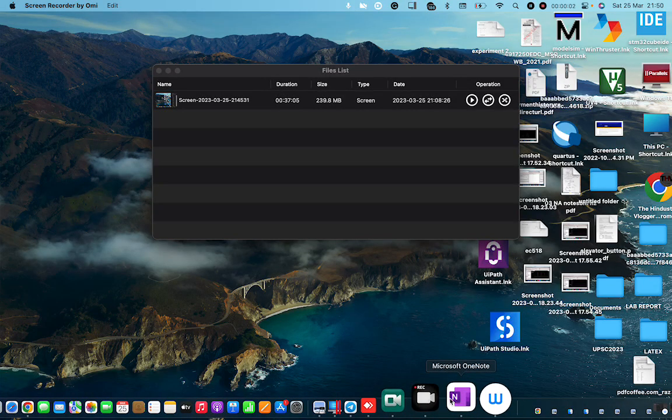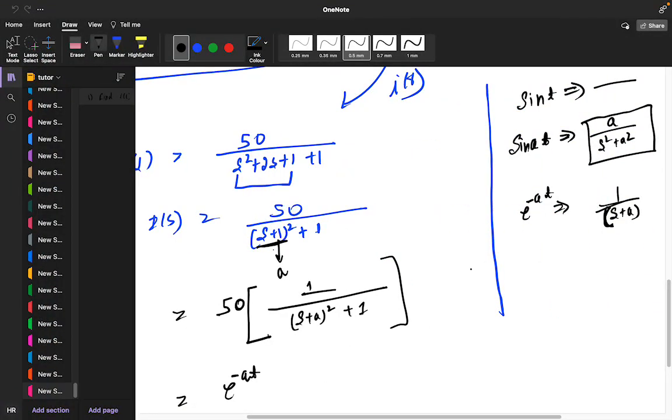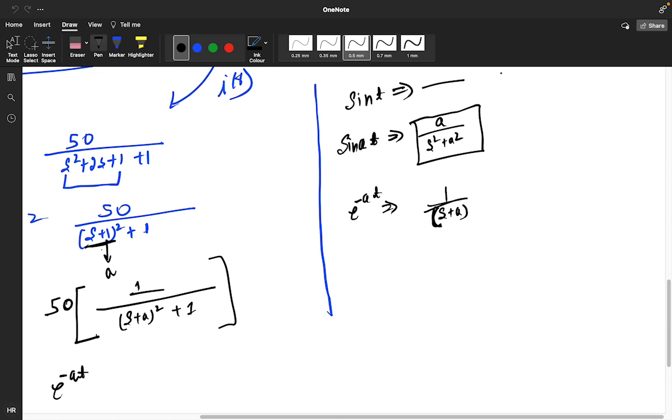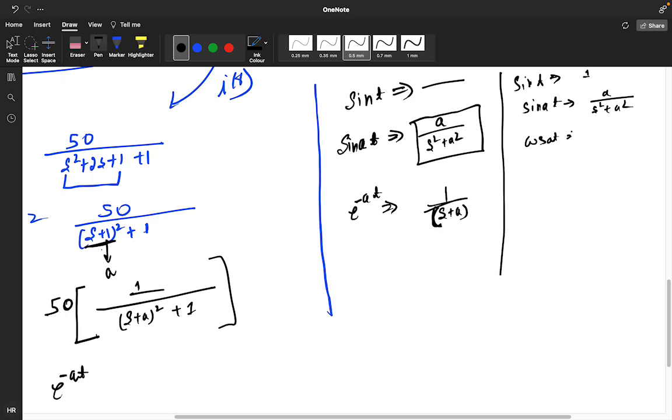So actually what I am telling you, remember this particular thing. You need to remember like this. We'll discuss, don't get nervous. What is the Laplace transform of sine t? If sine at is there, it is a divided by s square plus a square. What is the Laplace transform of cos at? It is s divided by s square plus a square.